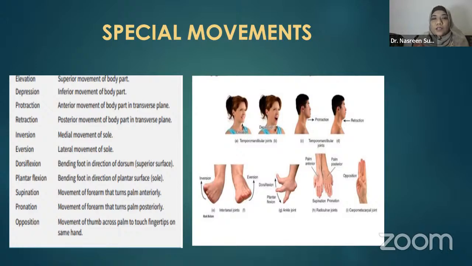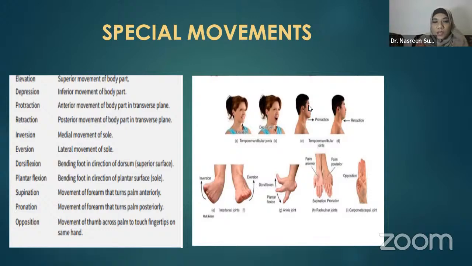Protraction. Protraction means anterior movement, which means you are moving your bone forward. Anterior movement of a body part, that is protraction. You will do like this, no? That is protraction. Retraction means opposite to it, posterior movement. Anterior movement, posterior movement. Elevation, depression. Protraction, retraction.